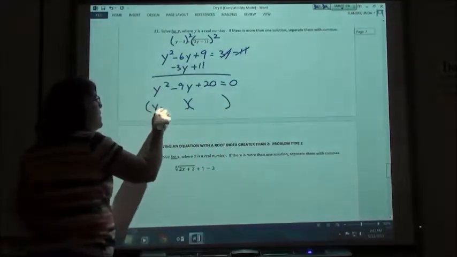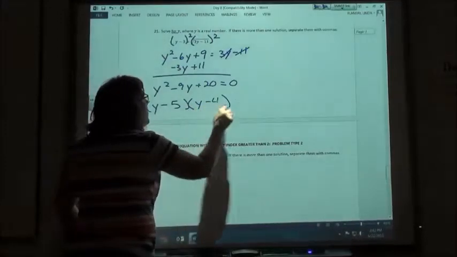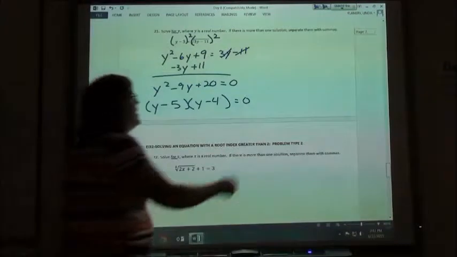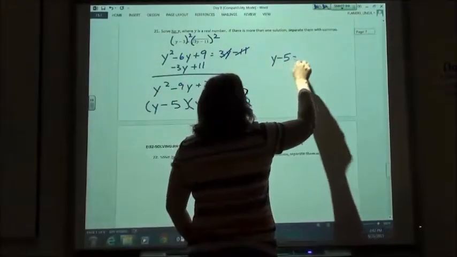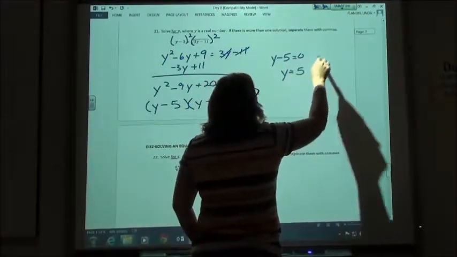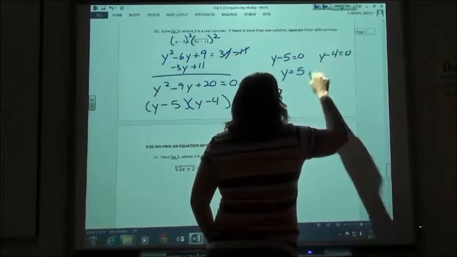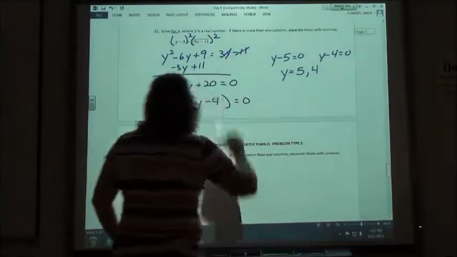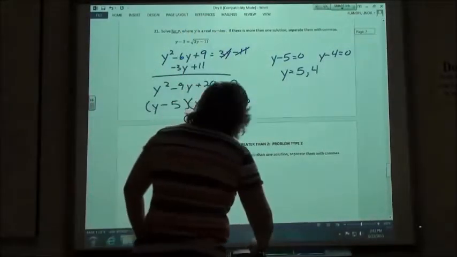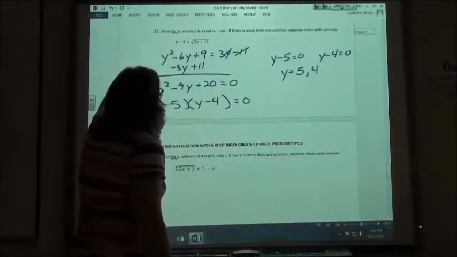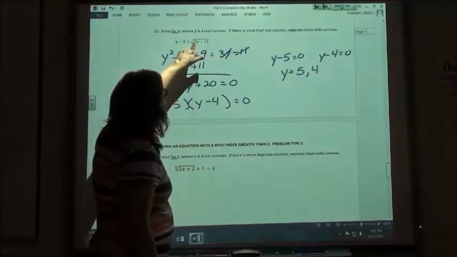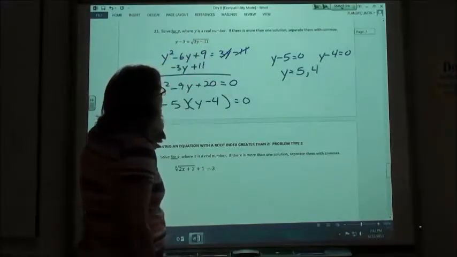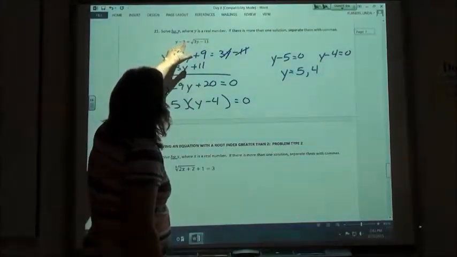So y minus 5 and y minus 4 would give me a minus 9 in the middle. Which means if y minus 5 equals 0, I get 5 for my answer. If y minus 4 equals 0, I get 4 for my answer. So checking those. 5 minus 3 is 2. Here I would get 15 minus 11, which is 4, and the square root of 4 equals 2, so the 5 works.